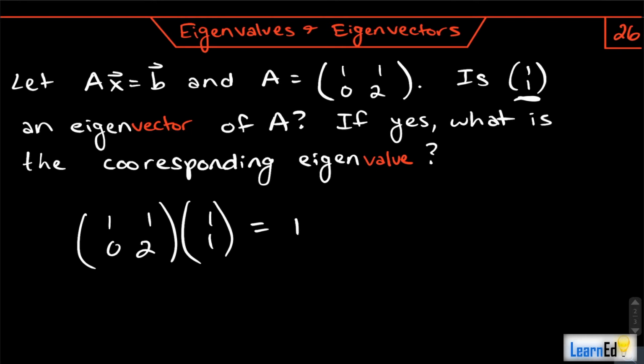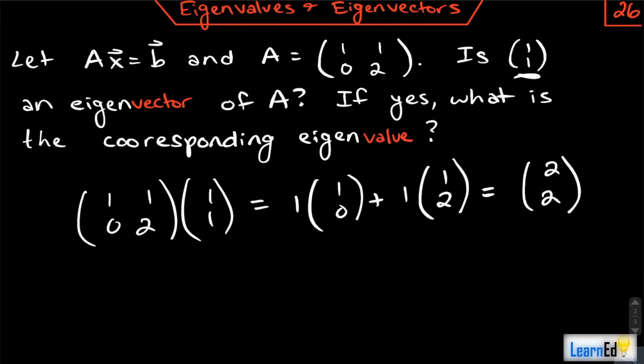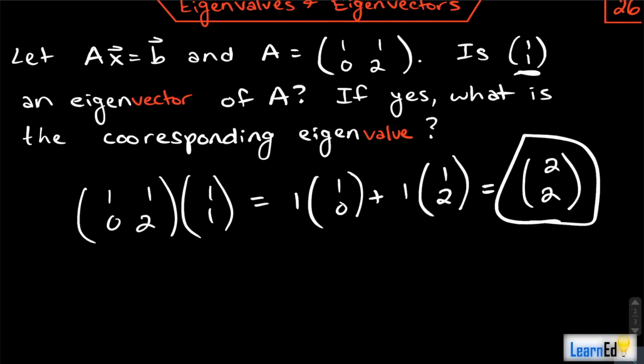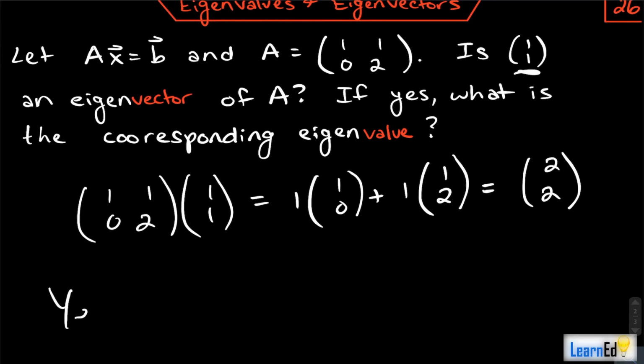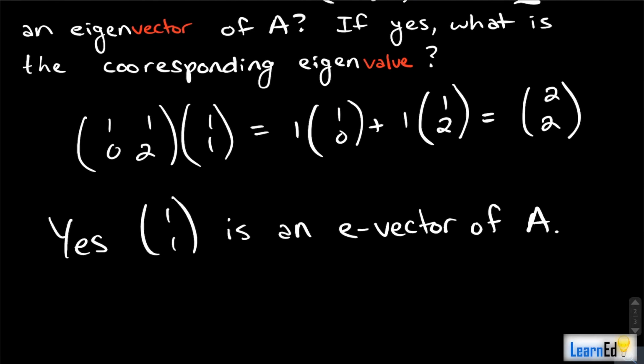So let's do that. We get 1 times 1, 0 plus 1 times 1, 2. And so we end up getting a 2, 2. Okay? Now we can see here that this vector is a scalar multiple of this vector. So the answer is yes. 1, 1 is an eigenvector of A.